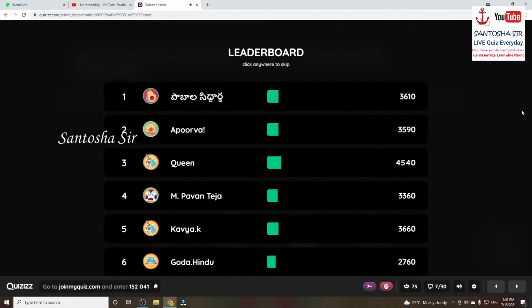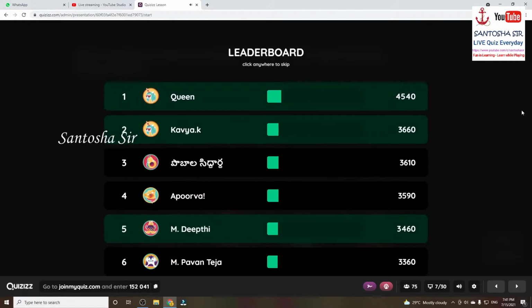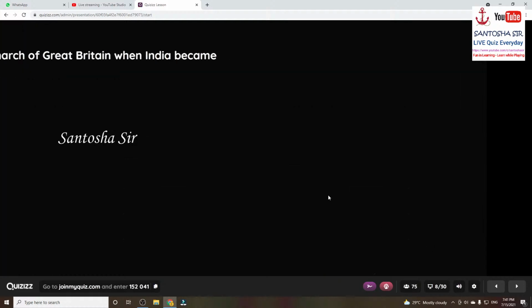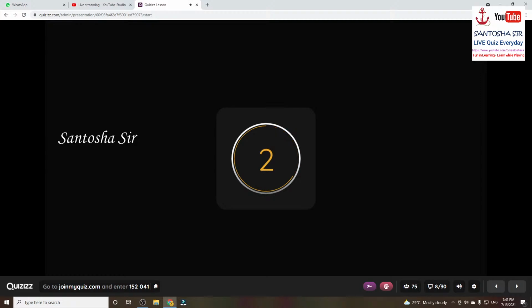68 picked it up, and Queen is on the top, followed by Kavya, Siddharth. 18 members answered it correctly. 20 selected Elizabeth II, 25 selected Queen Victoria, but Queen selected George VI, I guess. That's why she's on the top now. But I'm not sure who is that Queen.